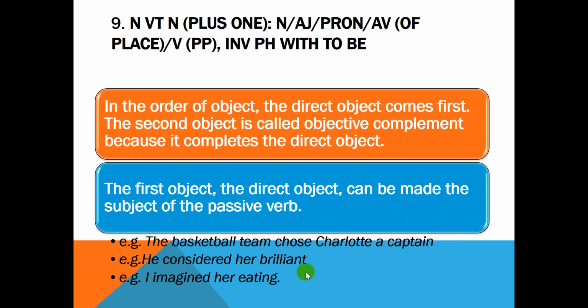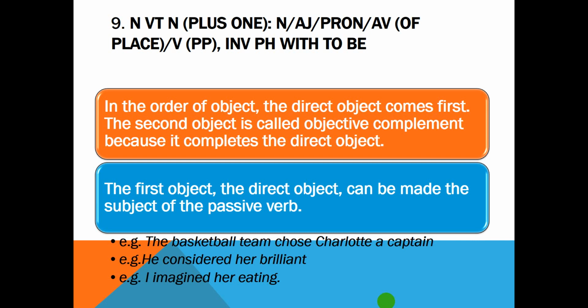He considered her brilliant. Subject, transitive verb. Her here is a pronoun, and brilliant is an adjective. So the complement is in the form of an adjective. Here, her is the direct object. I imagine her eating. I is the subject, and then we have the transitive verb. Her here is a direct object, and eating here is a present participle.